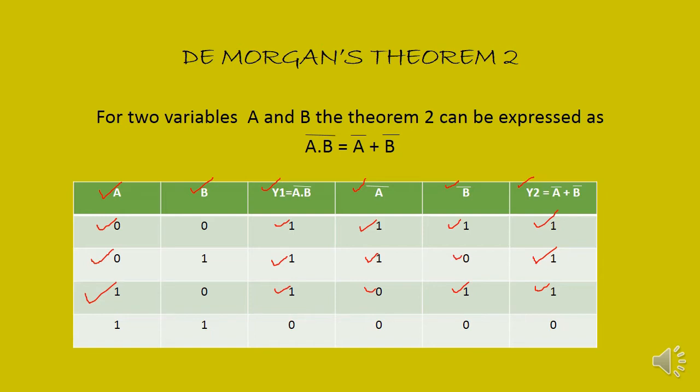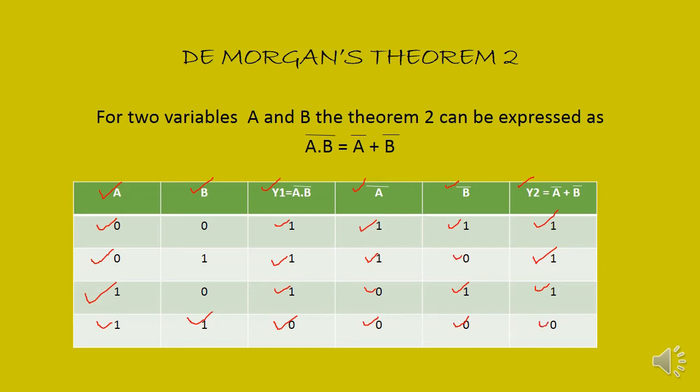When both inputs are at logic high state, that means A is 1 and B is 1: 1 dot 1 we get 1. The complement of 1 is 0. So here we can write 0 output. If A is 1, then A bar is 0. So here we write 0. If B is 1, then B bar is 0. So here we can write 0. 0 OR 0, we get Y2 as 0 output.